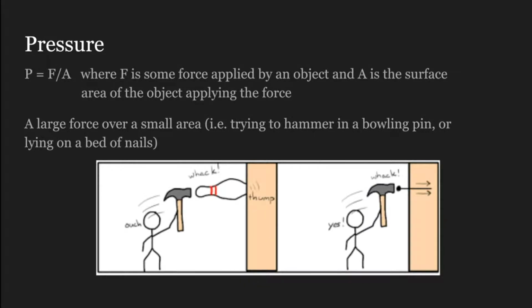You can't hammer a bowling pin into a wall because its base has such a large surface area. But if you try and hammer a nail into a wall with that same amount of force, because the nail has a significantly smaller surface area, the nail is going to be driven into the wall because it has more applied pressure.